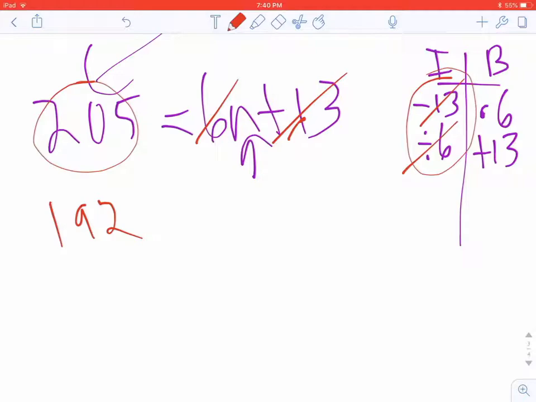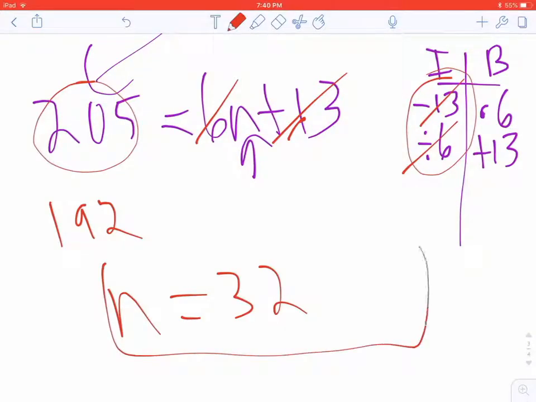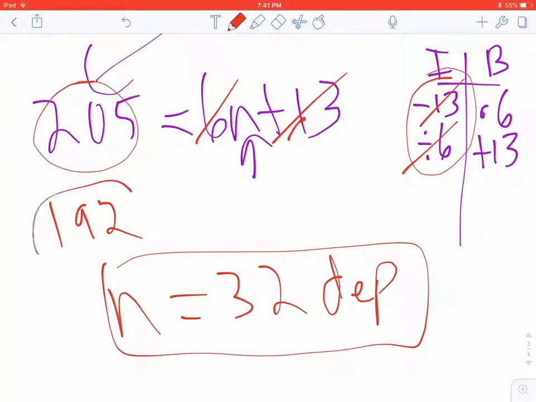And I'm going to let you do that yourself, actually. And that's going to give you a value of n equals, well, we know that 30 times 6 is 180, so that's 32 deposits. Okay, so I had to take that 192 and divide by 6.